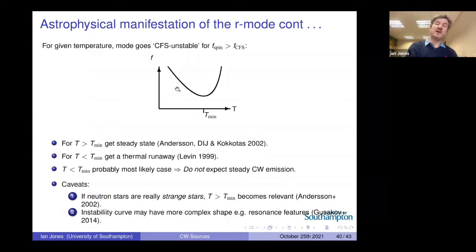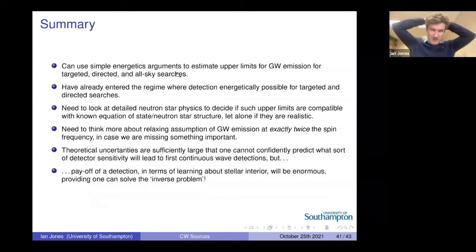So I think the bottom line here is we're still not completely sure how important, if at all, the R mode instability is, but it's still possible that it may be playing a role in setting the spin frequencies of stars, and it could be connected with long-lived gravitational wave emission. Okay, so I think those are all the important things I wanted to say. Let me just try and sum up then.